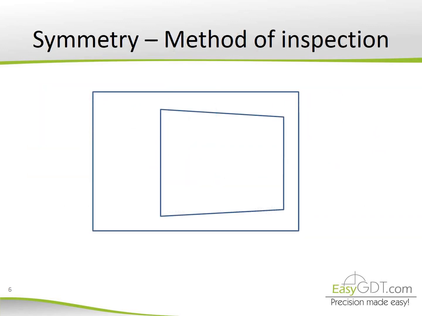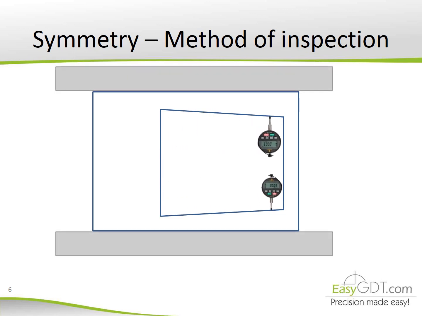The inspection of the symmetry is done with two opposed indicators, which perform simultaneous measurements relative to the reference datum. The difference in indicator readings is divided by two to get the symmetry error.